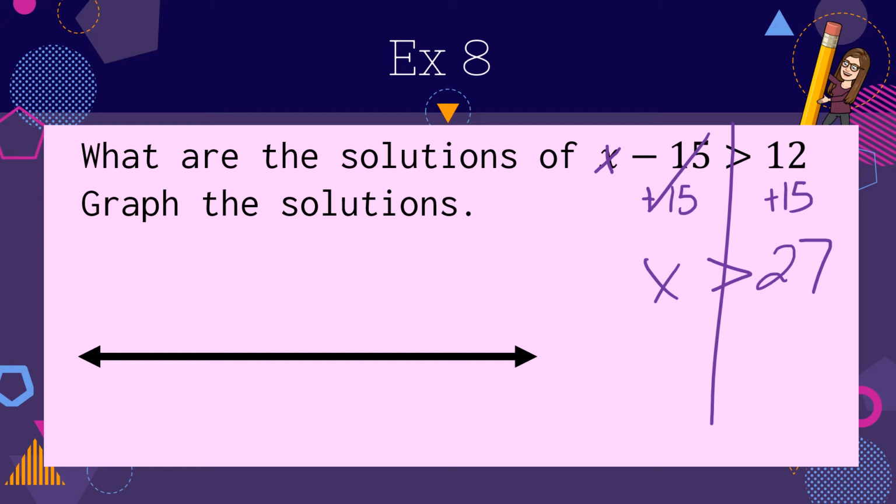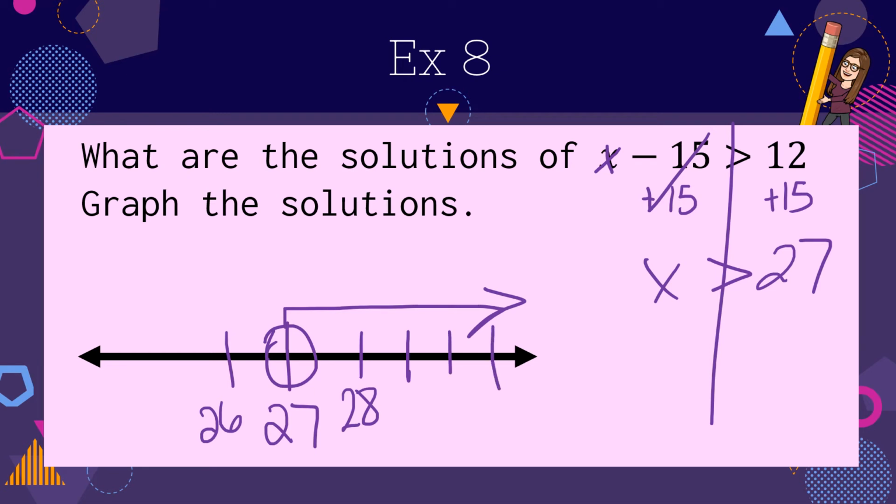The difference now is I want you to graph the solution. So on our number line, somewhere in the middle, let's put a 27. And on either side, we want to label correctly. Two questions: open or closed? Open. Left or right? If I'm saying x is greater than 27, I want all the numbers greater than 27. Again, you can zigzag, shade, or draw up and over.